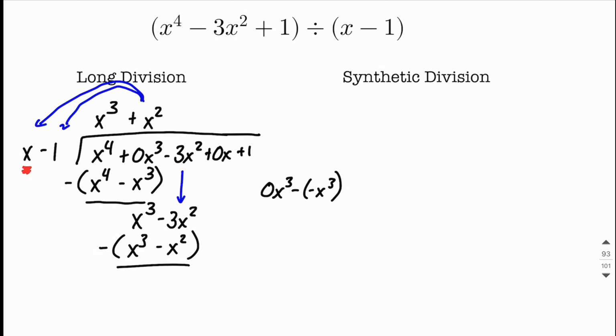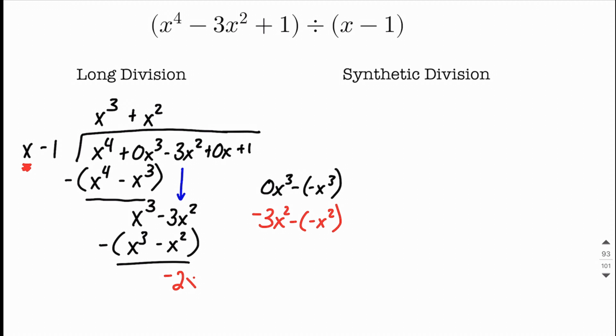And then we subtract down again vertically. We've already planned it out that x cubed minus x cubed is going to cancel itself out. We aren't going to have any more x cubed, but we do have to be a little bit careful when we have -3x squared minus a negative x squared. That'll work out to be addition. All right, and -3x squared plus 1x squared makes -2x squared here. And again, bring down the next term and repeat the process.